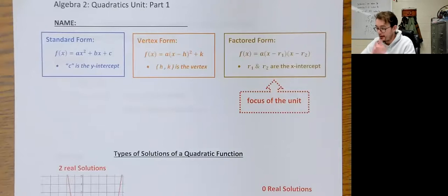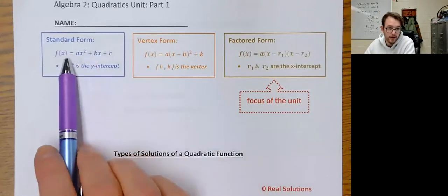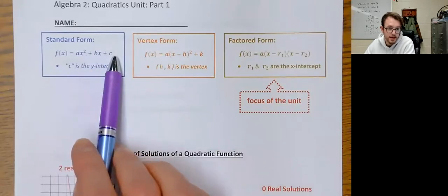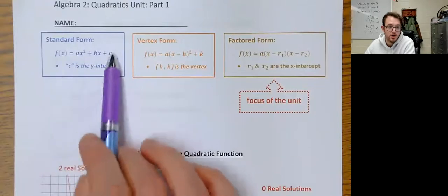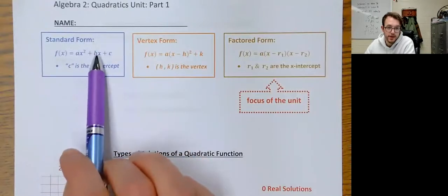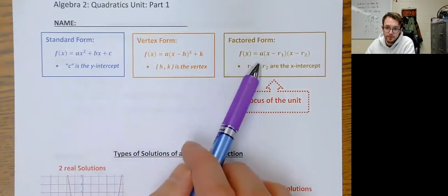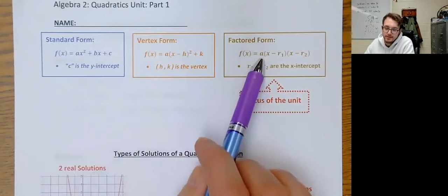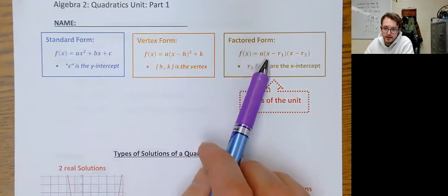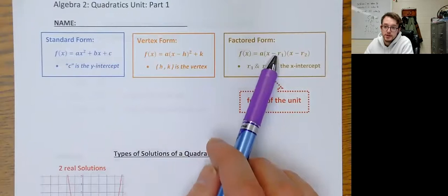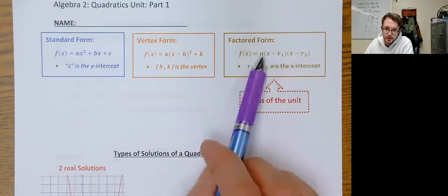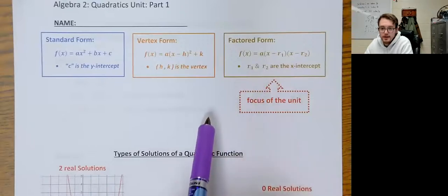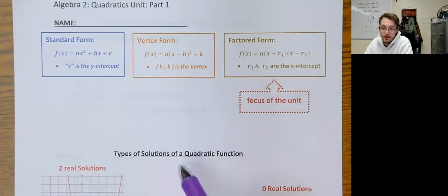I started this packet off by going over the three forms. You've got standard form, f of x equals ax squared plus bx plus c. This is the form that we're going to start off with in most of these problems, and then factor from there to get factored form. Some teachers do it differently, I just use r for roots: minus r1, root 1, minus r2, root 2. Then you've got your scale factor out there.